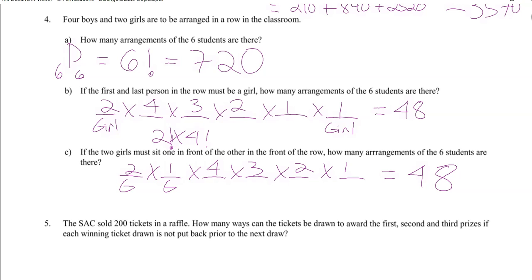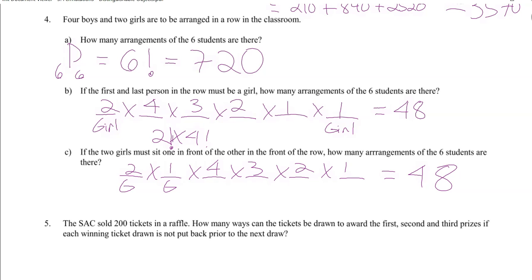So it really doesn't matter. As long as you're specifying where the girls are, there's always going to be 48 arrangements, right? Because you're specifying where they are. Oh, one on each end. Okay, 2 and 1, both in the front, 2 then 1. Right? And then the boys, well, 4, 3, 2, 1. The boys are always 4, 3, 2, 1. It doesn't matter where they are.